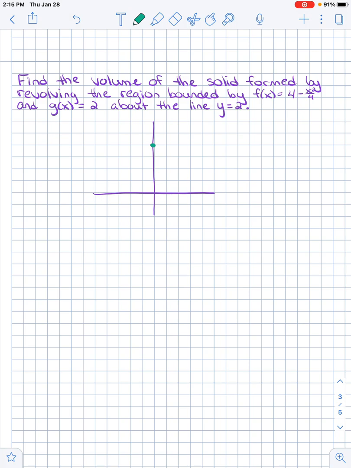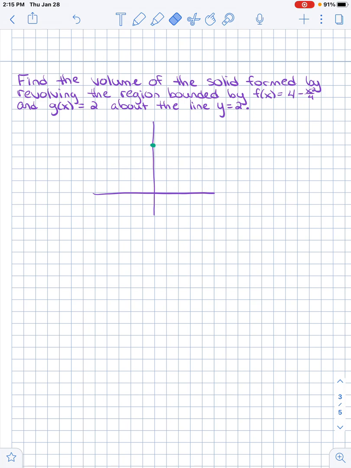So let's see, if we draw the parabola first of all. The parabola is up here at 4, and then it opens down in some way. Something like that. And then we also have the line y equals 2, or g of x equals 2. And we're going to rotate the region bounded by those two. So that region is here. That's what we're going to rotate.